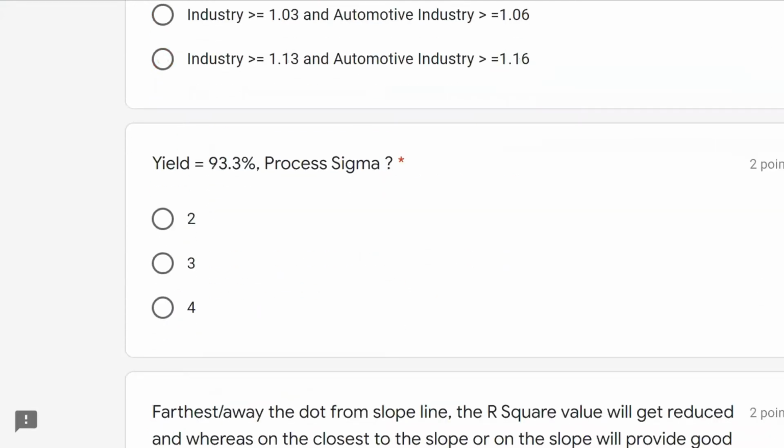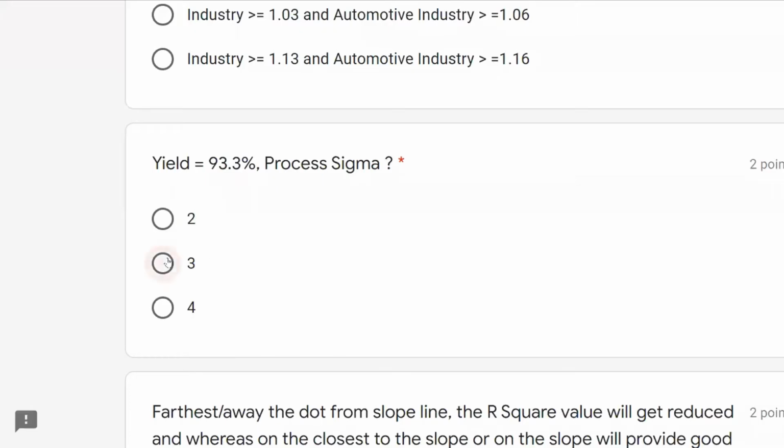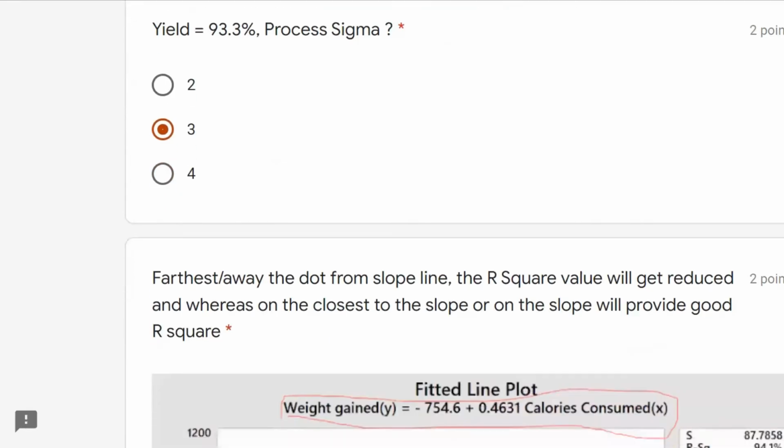Next question is yield equal to 93.3. What is the process sigma? Let me go to the calculator again, and I'm giving yield 93.3, 93.3, and so it's 3 sigma. If the yield is 93.3, it refers to 3 sigma.